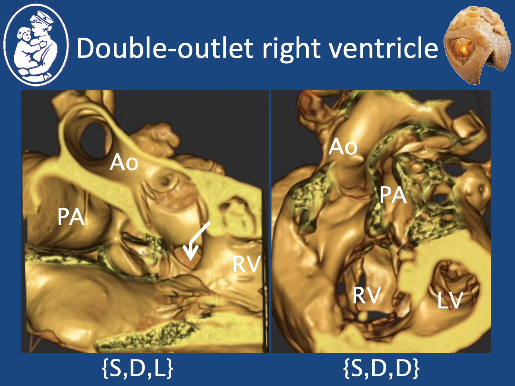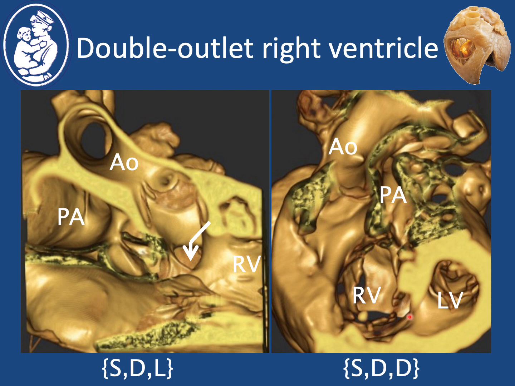These waxed heart specimens illustrate two types of double outlet right ventricle. The panel on the right shows double outlet right ventricle SDD, Situs atria, D-looped ventricles, and D malposed great arteries. Here we see the smaller left ventricle here and the large right ventricle here to the right.